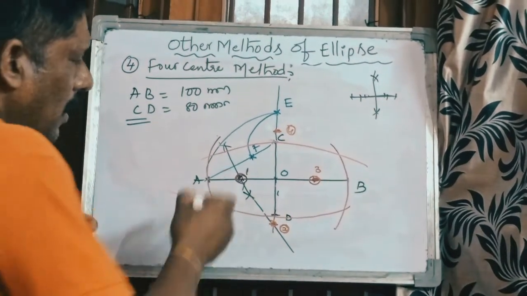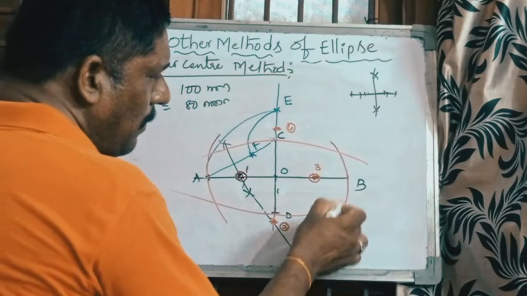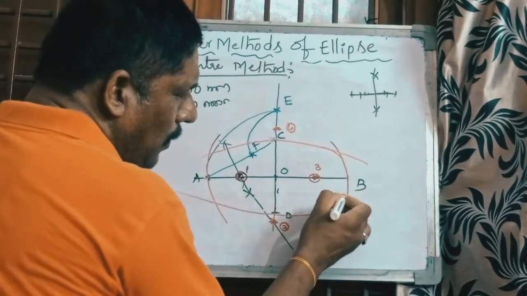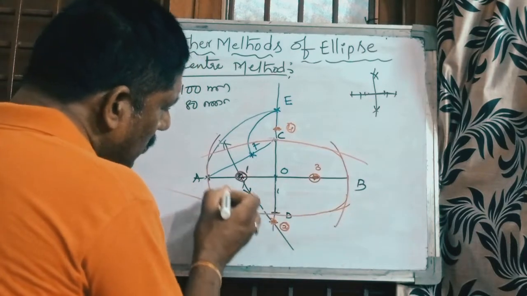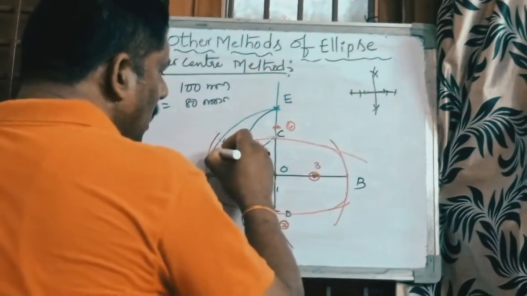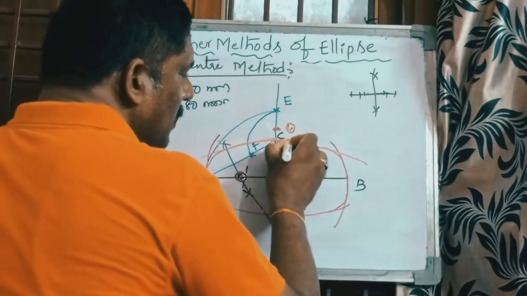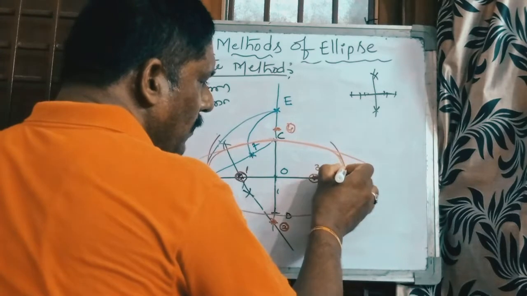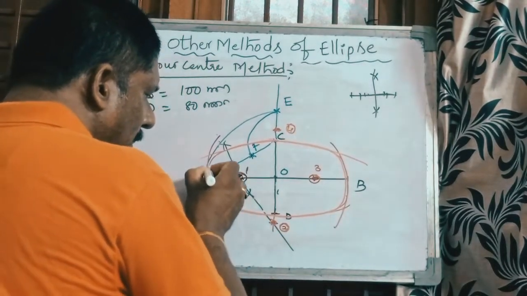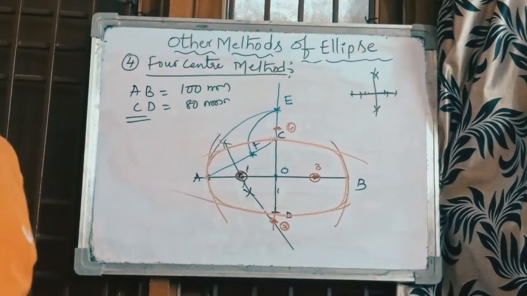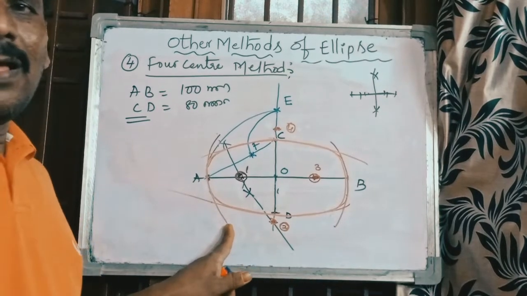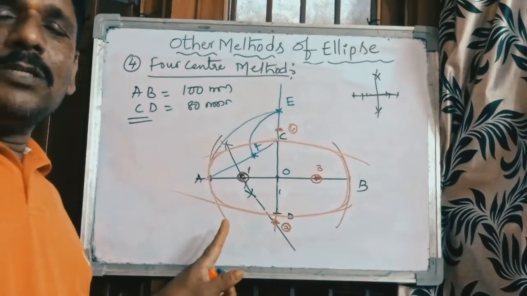So automatically these corner points, see here 1, 2, 3, 4, you make a smooth curve at these corner points with a freehand sketch. Okay. Now join, and thicken the whole ellipse with an HB pencil. So you will get a perfect ellipse by using this four center method. So this is also a very important method, and the last method is also very important.